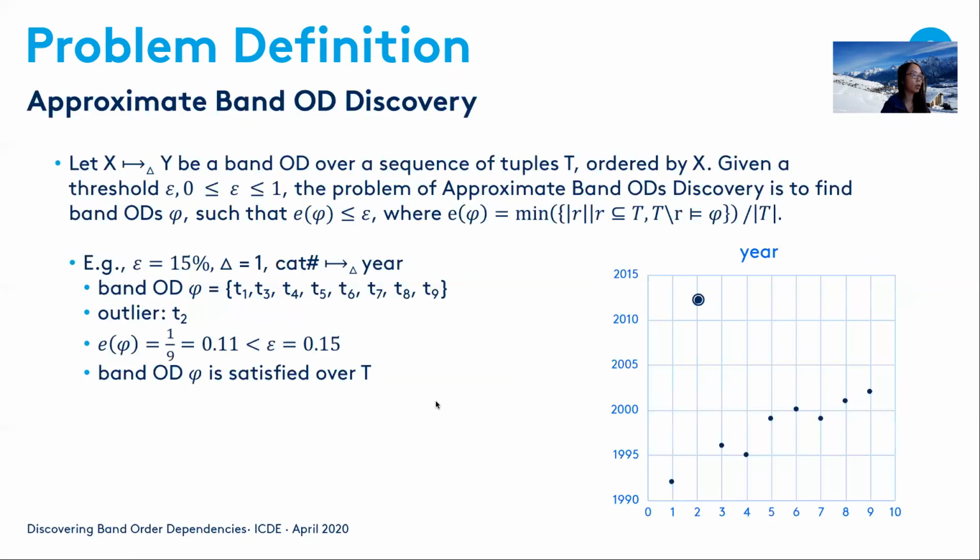As mentioned, in real-world applications, band order dependencies often hold approximately, with some exceptions due to accumulated errors. We say that the dataset approximately satisfies a band order dependency if there are a few outliers that violate the dependency. We quantify such a small amount of outliers with a predefined percentage threshold. So our problem is to automatically identify whether a band order dependency approximately holds in a given dataset.